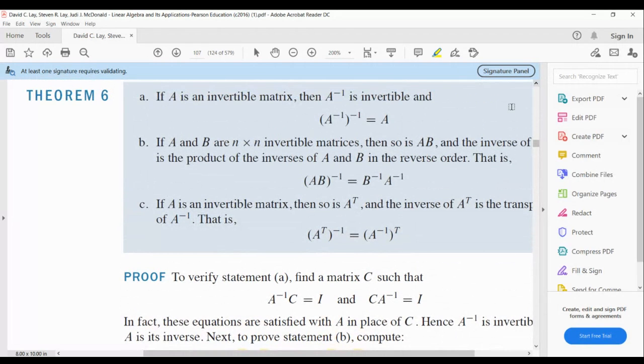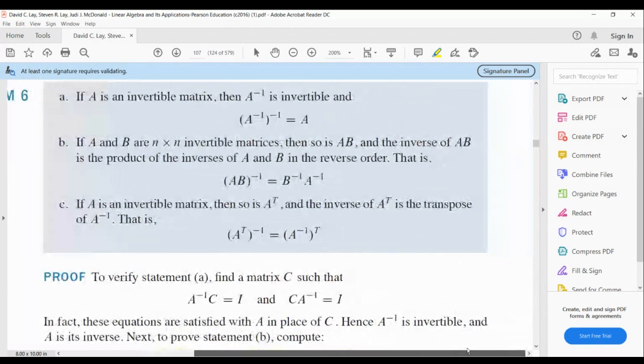And then finally, for theorem 6, this C part says that if you have an invertible matrix and its transpose, the inverse of the transpose is the transpose of the inverse. So this is theorem 6, and you don't need to copy the rules down. They're in your book. But are there any questions?